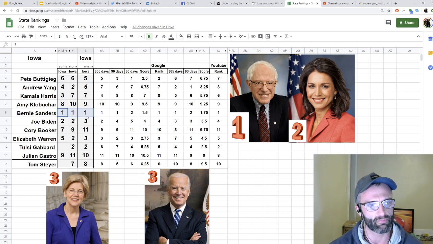Bernie Sanders has just been clowning at everybody. He's just destroying everybody continuously. He did lose a spot in both of these over the past 30 days. We'll see if he's able to rekindle that attention that was lost in the most recent happenings of politics around here.